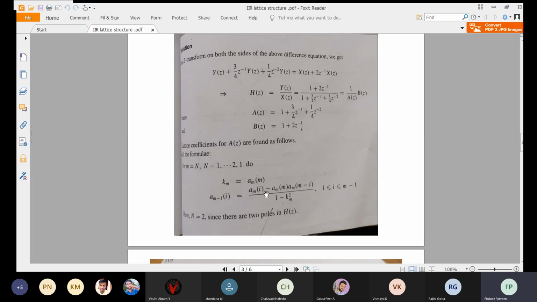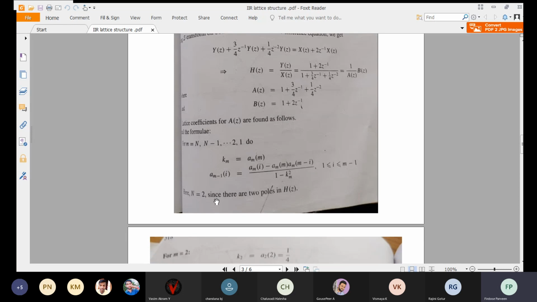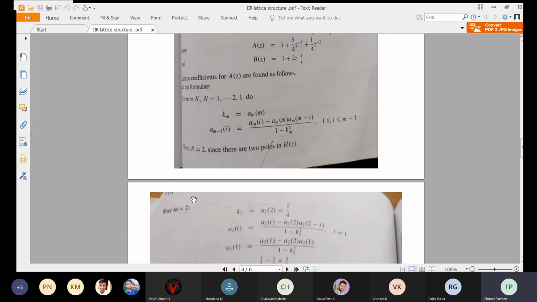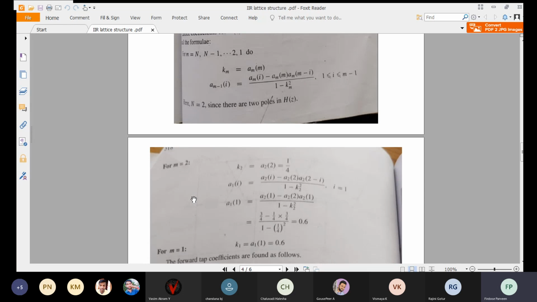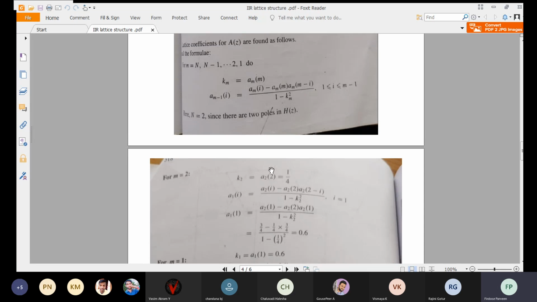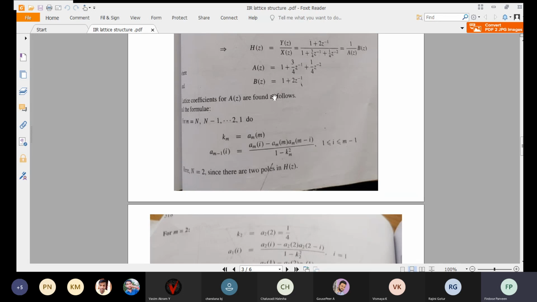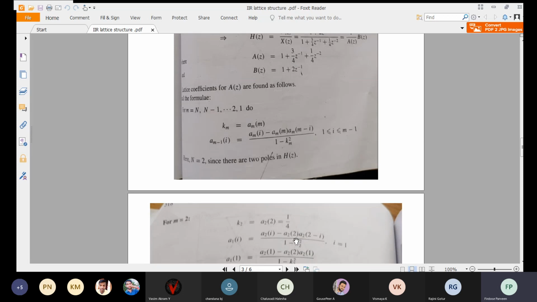Since there are two poles, the same formula. Okay. Since there are two poles in H of Z, n will be equal to 2. So you have to calculate for m is equal to 2 and m is equal to 1. Like this, K2 will be equal to A2 of 2. So since it is two poles we are having, this one will be A2 of 0, A2 of 1, and this one will be your A2 of 2. Okay. So A2 of 2 is nothing but your K2.